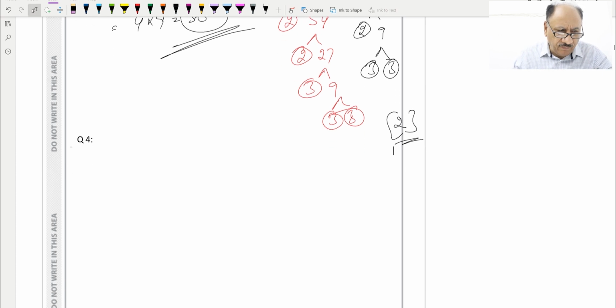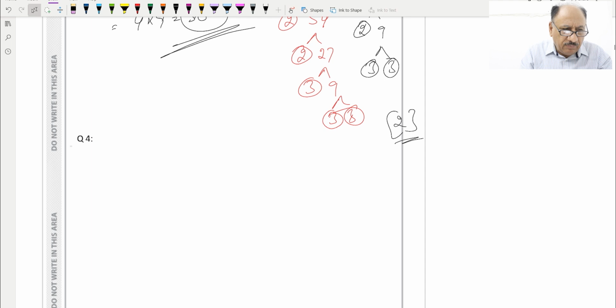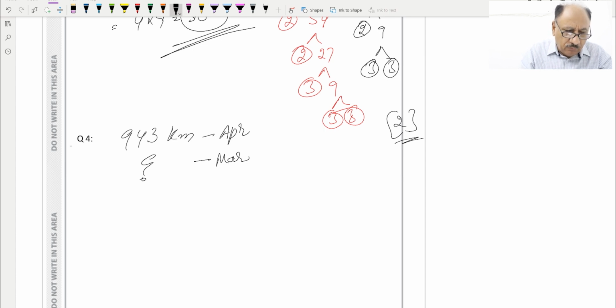Now question number 4. Eva records the number of kilometers she drives each month. In April, Eva drove 943 kilometers. This is 15% more than the number of kilometers she drove in March. So this was in April, and in March we don't know how many kilometers. Work out the number of kilometers. 15% more than March distance. So work out the number of kilometers Eva drove in March.